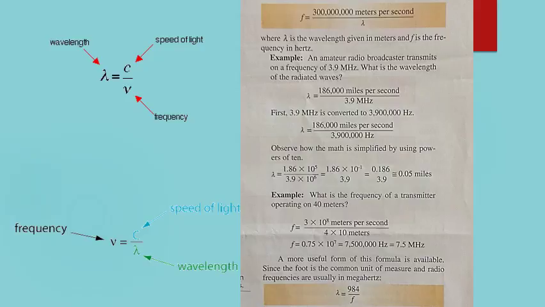So again, we have to solve for frequency. The equation is rearranged, and that is given at the bottom left of the screen. When using metric measurements, the formula is written as on the right side, top of the screen. We have frequency equals 300 million meters per second divided by lambda, which is the wavelength.